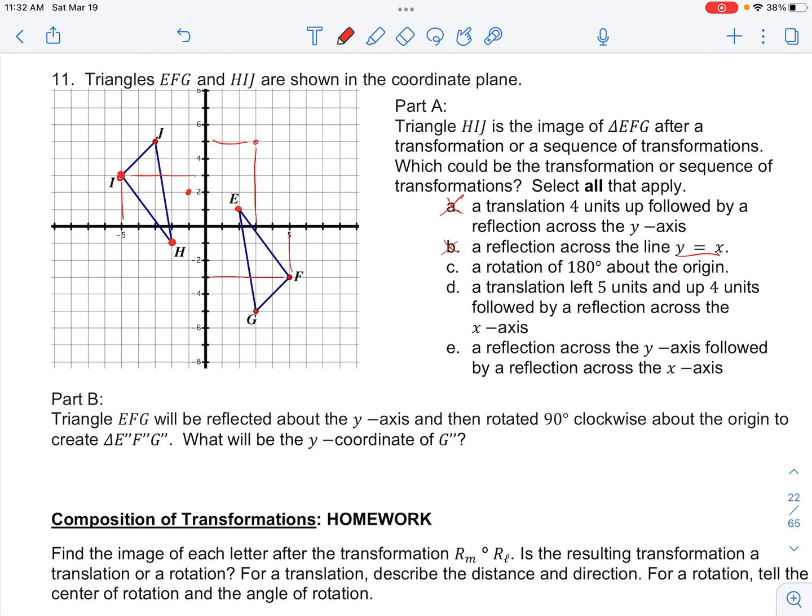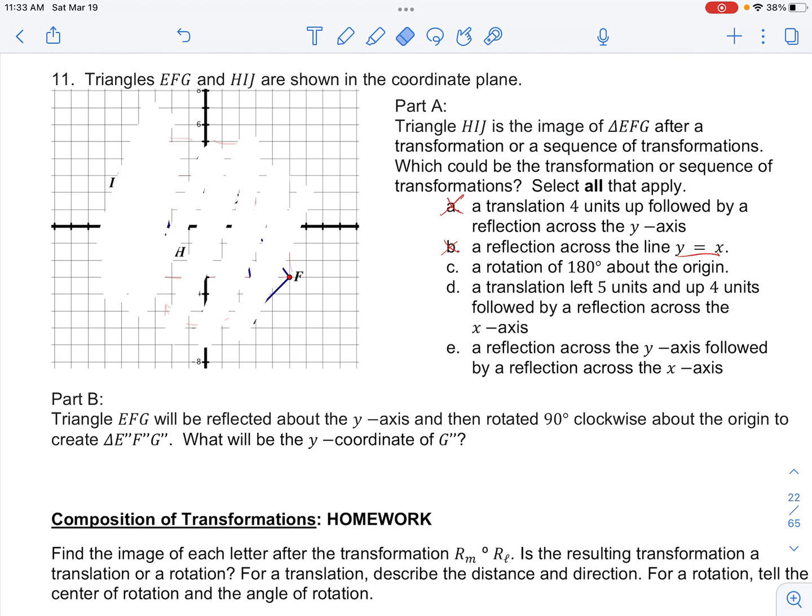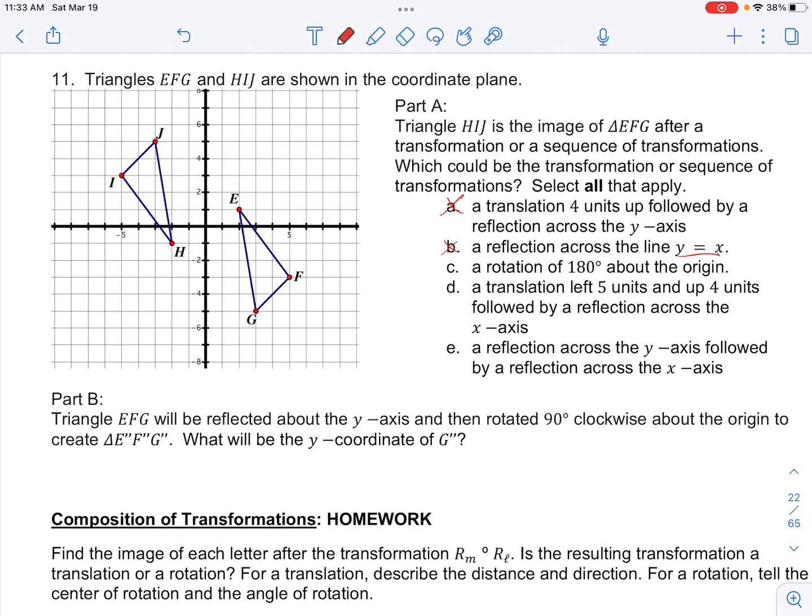And point G, likewise. So if we go in this direction, that'd bring G to 3 down and 5 out, so this would be G prime. And G double prime would come 5 up and 3 out, so G double prime matches to J. So yes, a rotation of 180 degrees does map the two triangles to each other, so we can select C.